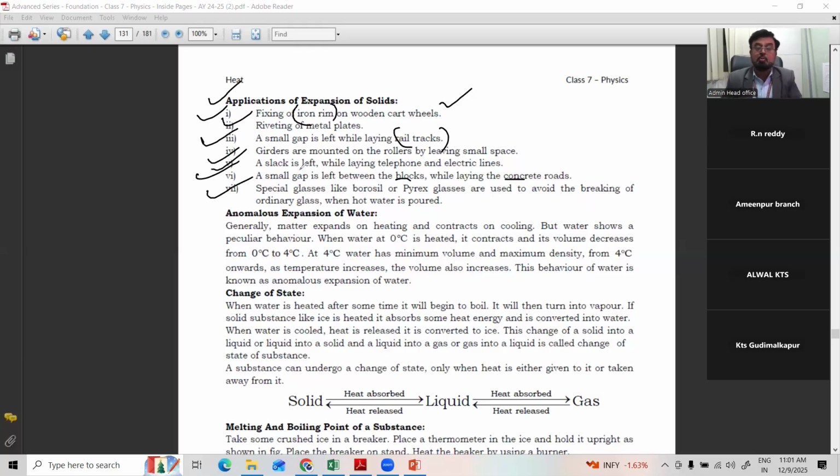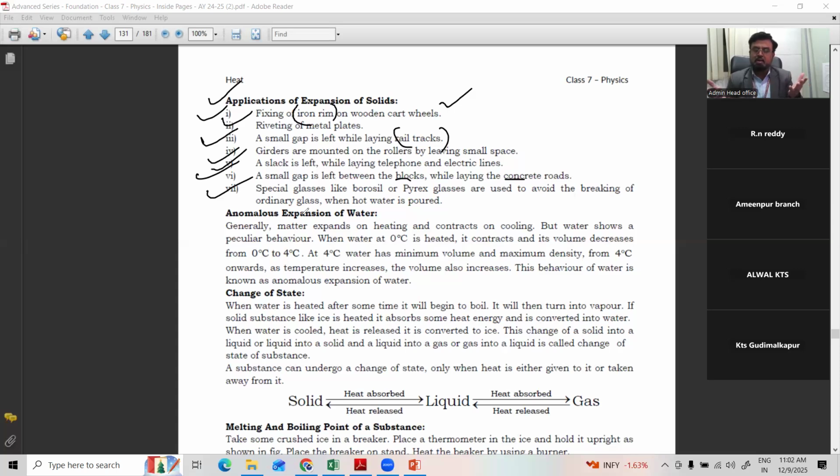Special glasses like Borosil or Pyrex glasses are used to avoid the breaking of ordinary glass when hot water is poured. When hot water is poured, why does ordinary glass break? Because of the contrast, the hot and cold combination. When hot suddenly meets cold, it will break. But there are some glasses like borosilicate, used in our laboratory vessels, and Pyrex glasses, which are very useful to avoid breaking. So these are a few examples where expansion of solids is applicable in our day-to-day life.